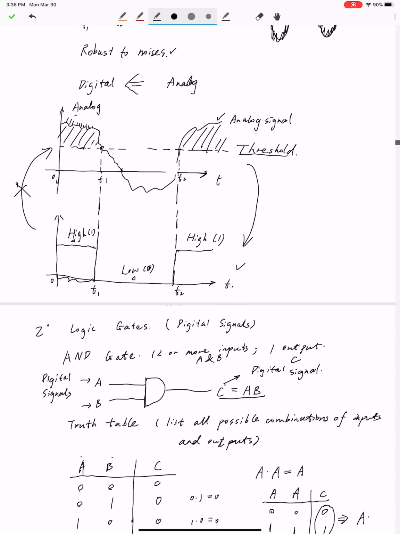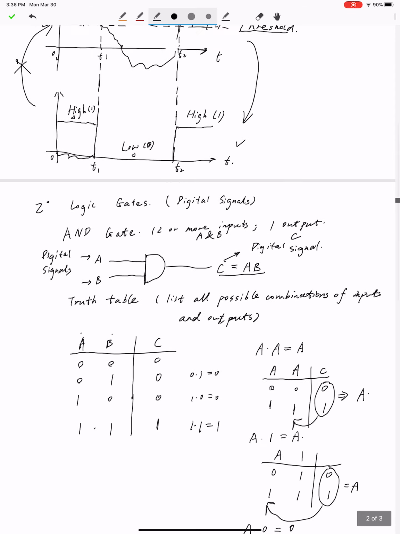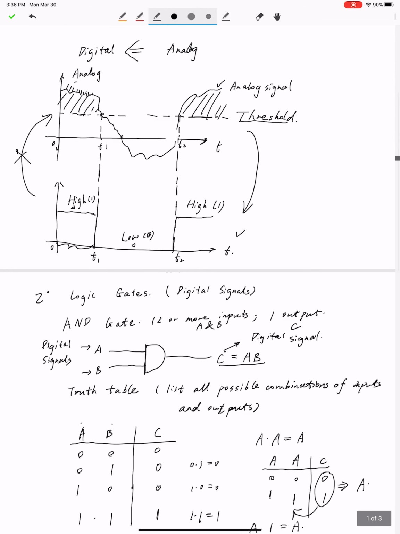And from T1 to T2, the analog signal is below the threshold, so I define the corresponding digital signal to be in the low state. And from T2 to positive infinity, the analog signal goes back above the threshold, so the corresponding digital signal is in the high state, which is 1. Alright, so that's the digital signal and analog signal.